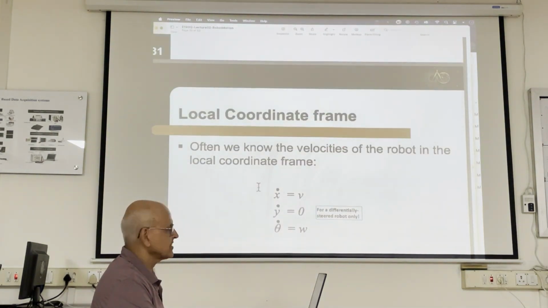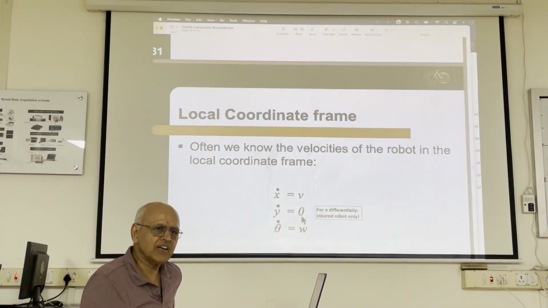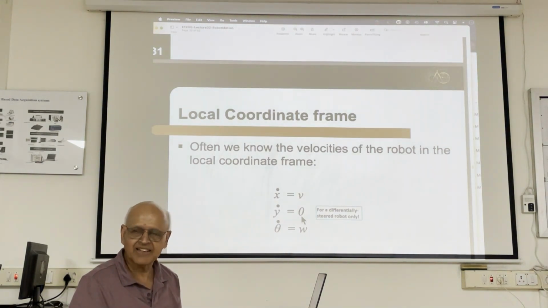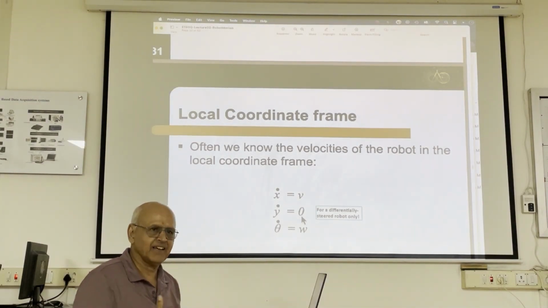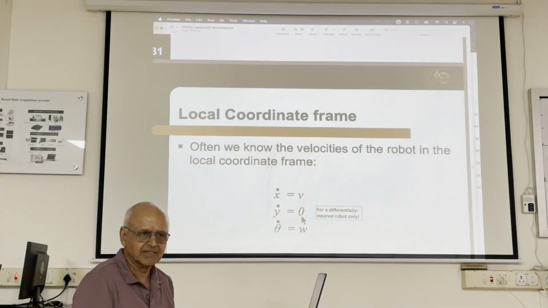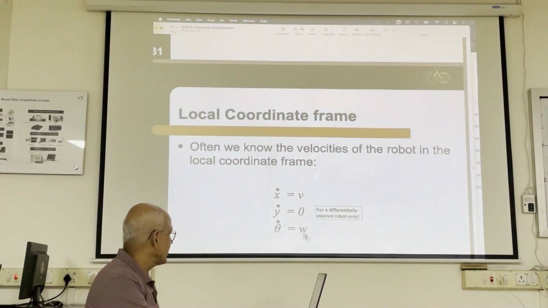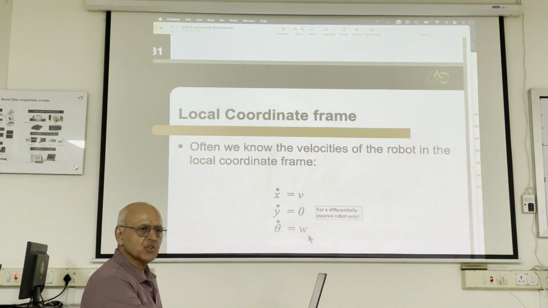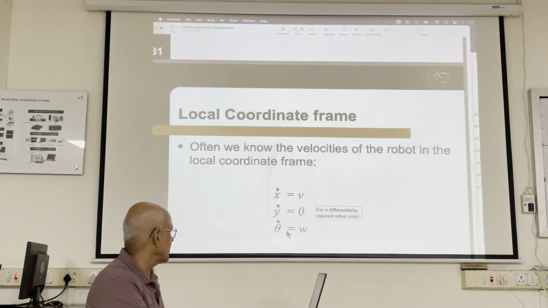So for the differentially steered robot, this x dot is what we called v earlier. Y dot has to be 0, right? Now that does not mean y dot has to be always 0. If I come and hit the robot from the side, of course you're going to give it a y dot. Under normal operation, it's not going to move sideways. That's what they're saying. It doesn't mean that you can't force it to move in that direction. And then do you realize that theta dot is omega? So for the differentially steered robot, x dot, y dot, theta dot is equal to v, 0 and omega. Only for a differentially steered robot.